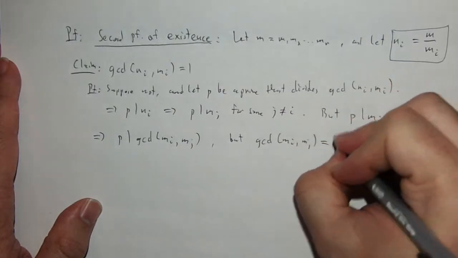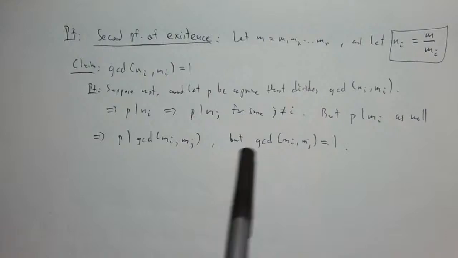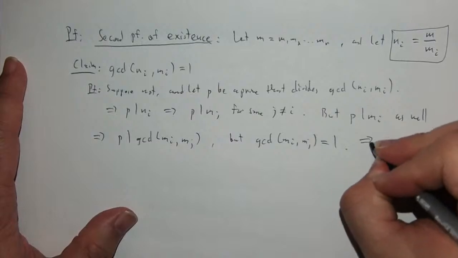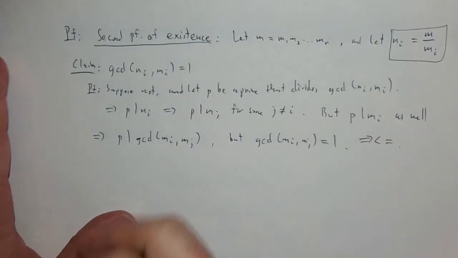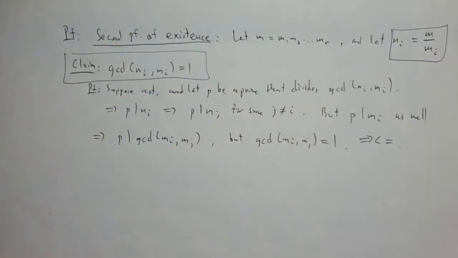These things are pairwise relatively prime. So if I have a prime dividing the GCD of n sub i and m sub i, it turns out it actually divides the GCD of m sub i and m sub j. But that GCD has to be 1, and P being a prime can't divide 1. This is a contradiction, and thus this claim is verified. So the GCD of n sub i, m sub i is 1.